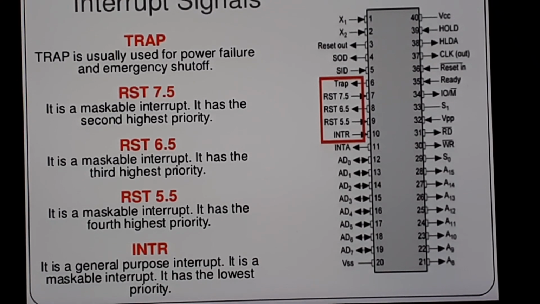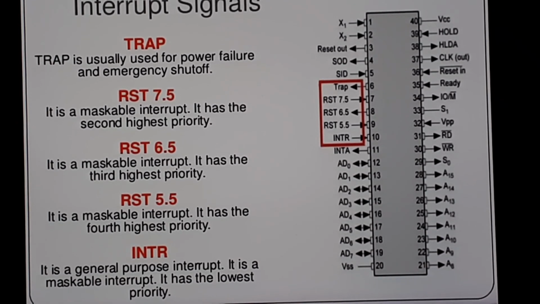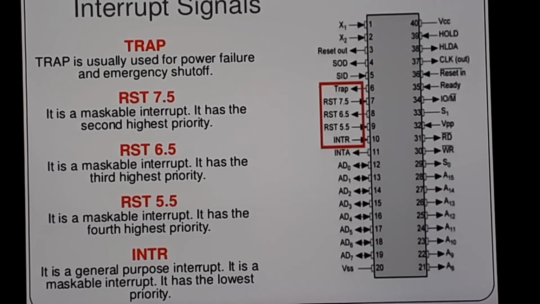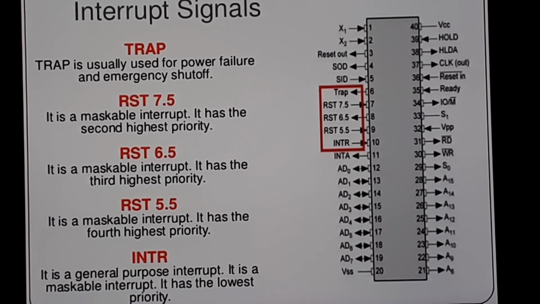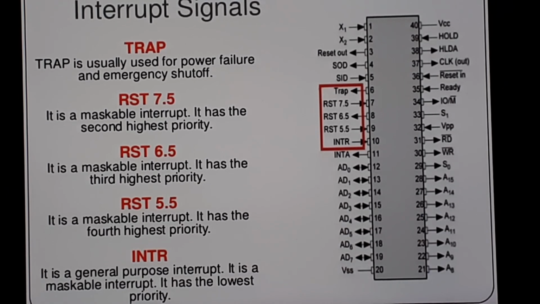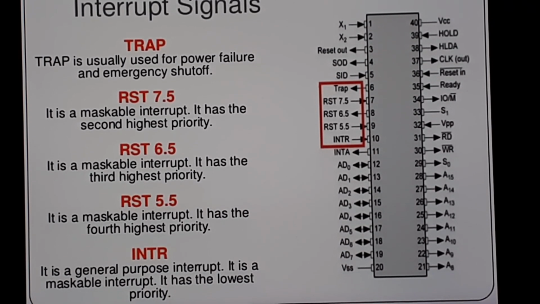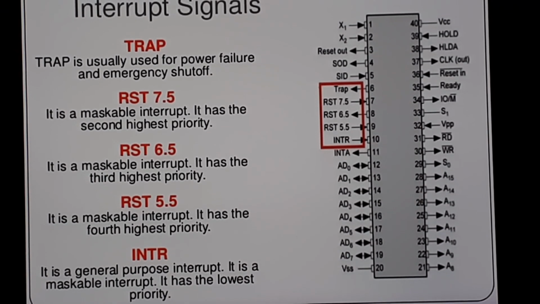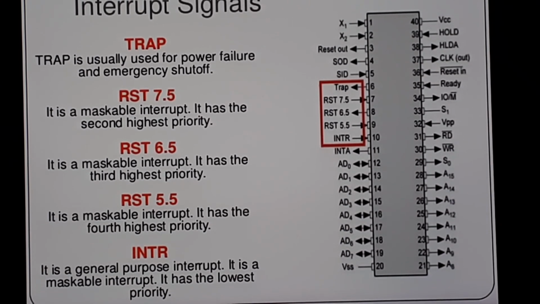Number 1 is TRAP. Now TRAP is usually used for power failure and emergency. So you can say TRAP is used to interrupt the microprocessor. The first point you can write by yourself: all these pins, that is all these interrupts, are used to interrupt the microprocessor. But among these 5 interrupts, we have the highest priority interrupt as TRAP. So number 1, you can say it is used to interrupt the microprocessor and it has the highest priority among the interrupts.